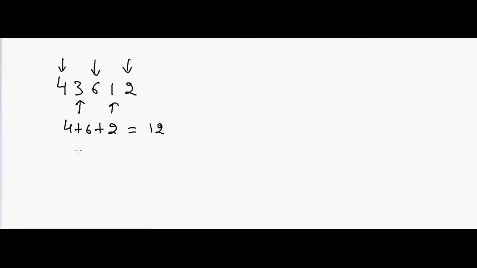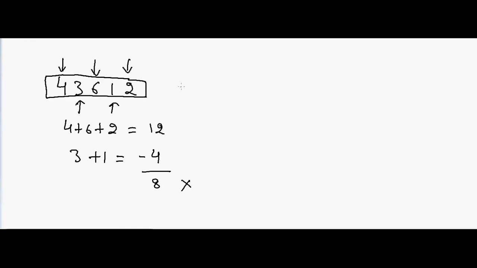Suppose let's take another example. If I have 4, 3, 6, 1, 2, in that case 4, 6, 2 and 3, 1. So 4 plus 6 plus 2 is equal to 12, and 3 plus 1 is equal to 4. If I subtract, that will give me 8, and 8 is not divisible by 11, so this number is not evenly divided by 11.